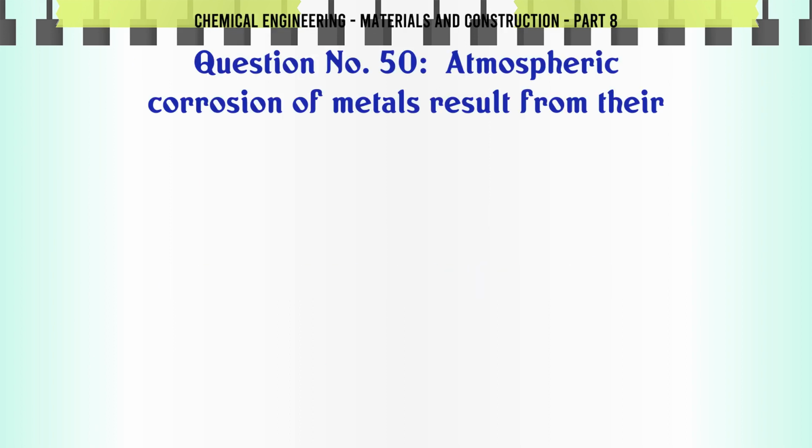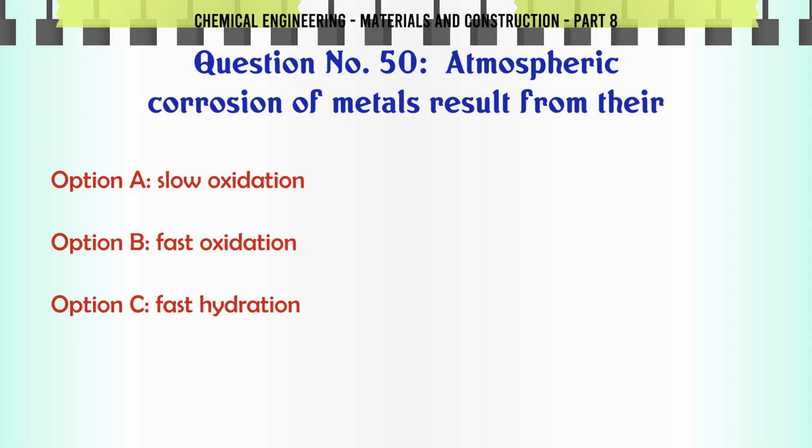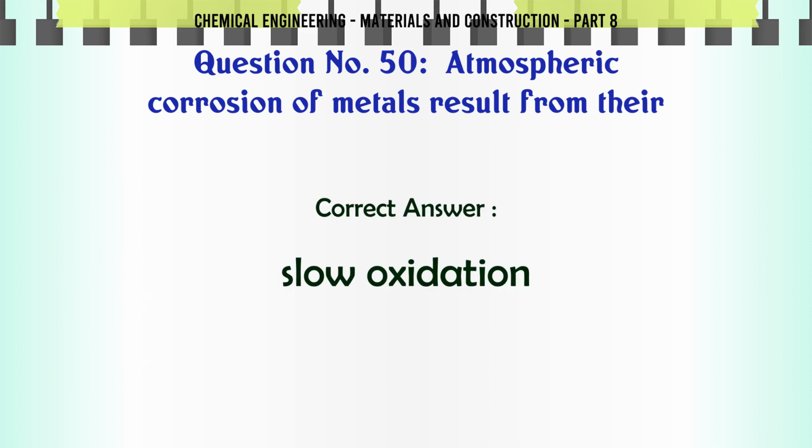Atmospheric corrosion of metals results from their A. Slow oxidation, B. Fast oxidation, C. Fast hydration, D. Slow dehydration. The correct answer is slow oxidation.